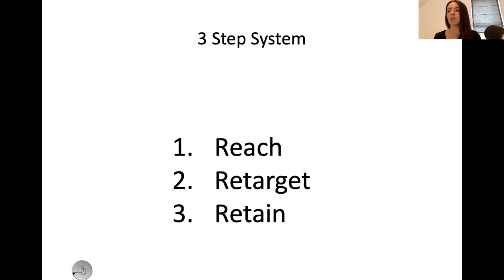Then step number 2 is retarget. So retargeting is one of the most powerful things that you can do. If you've ever looked at something online, but you don't buy it, let's say you go to Amazon, and then you see that thing popping up everywhere, tempting you to buy it. This massively increases your conversions. And then finally, step number 3 is retain. You want to be retaining and booking in as many of these leads as possible.